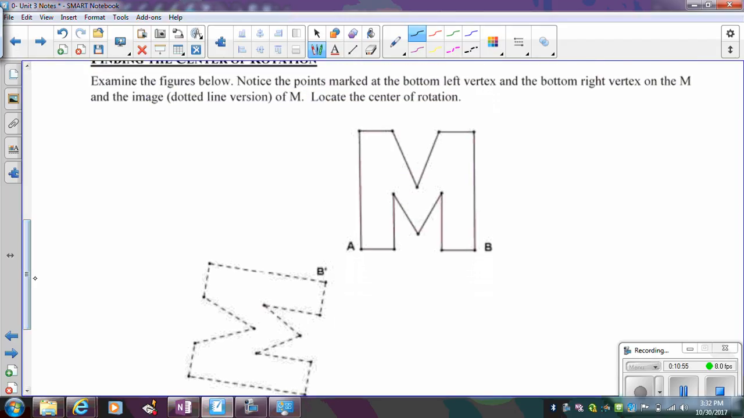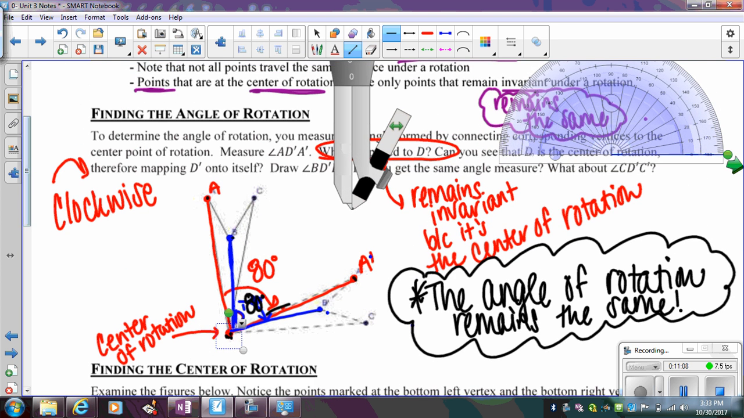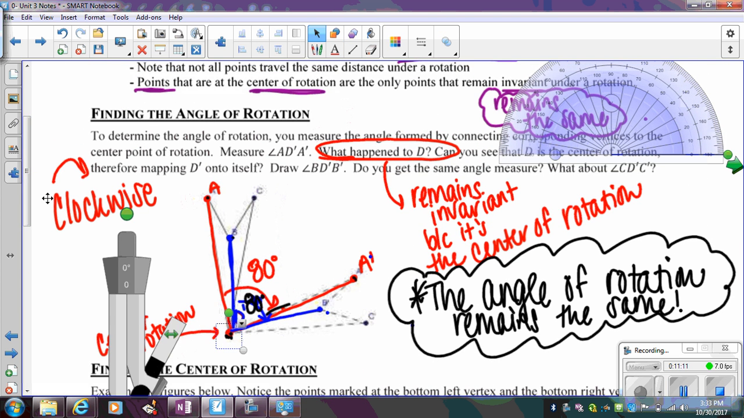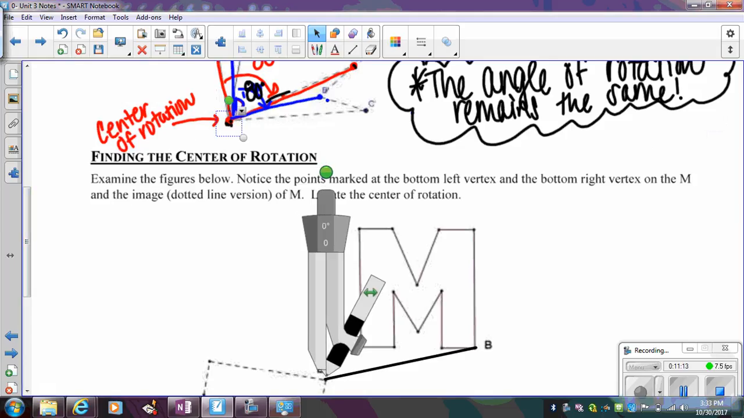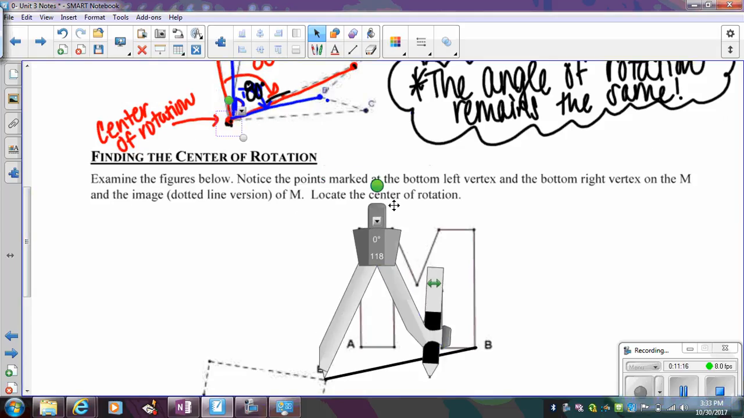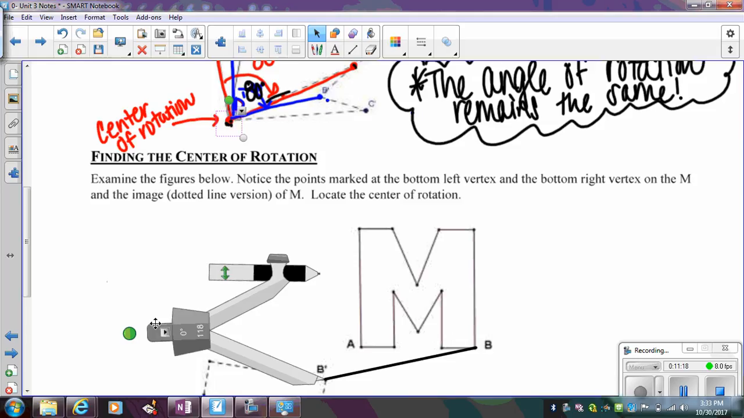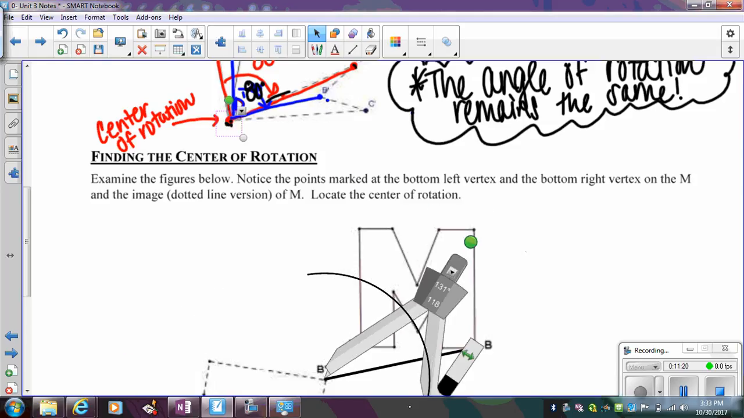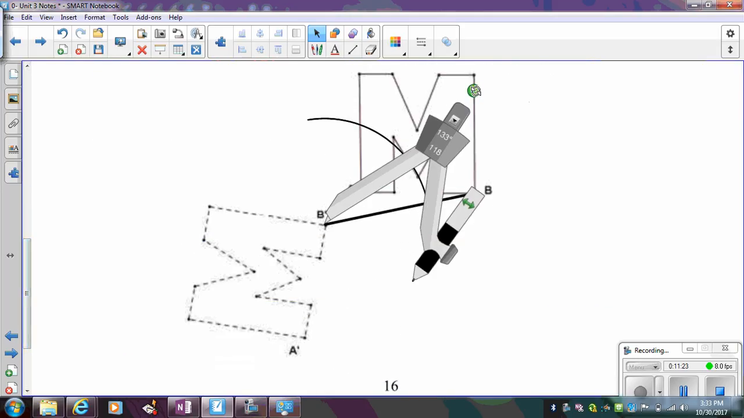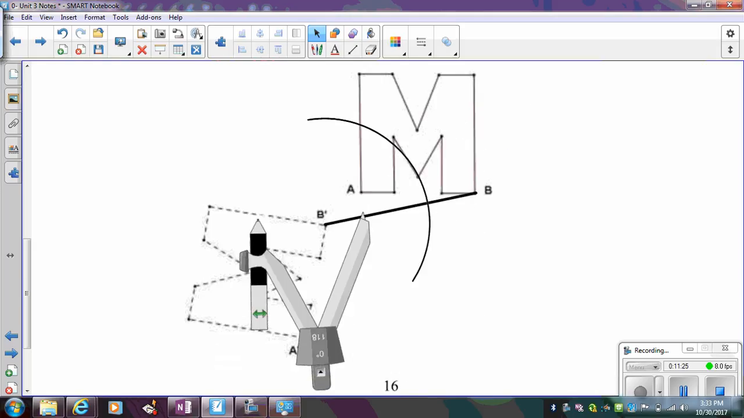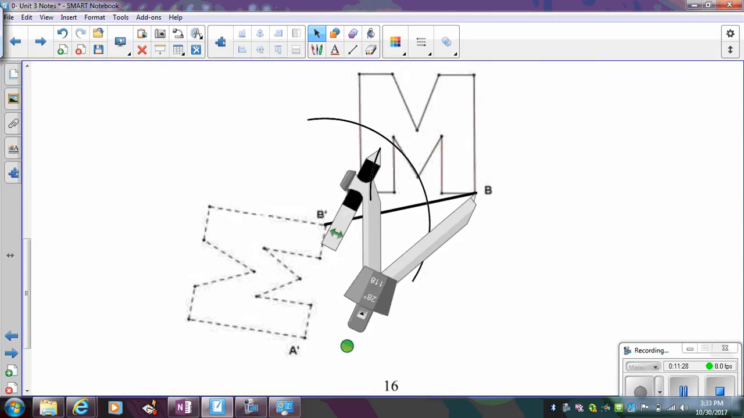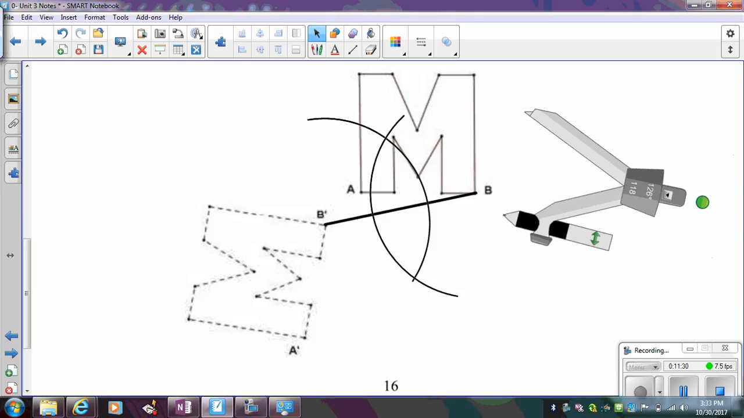So what I'm going to do is look at B and B prime. I'm going to go ahead and connect those. So those are the pre-image and image. And I'm going to do the perpendicular bisector construction because I need to be equidistant from both of those points at the same time. That's how we're going to get this center. So it's almost like when you construct the line of reflection, you do the perpendicular bisectors. But in this case, we're doing the perpendicular bisector not to get the line, but to get all points equidistant from those two given points.